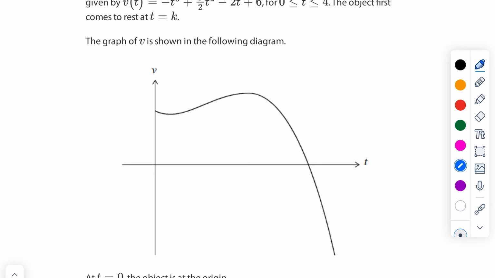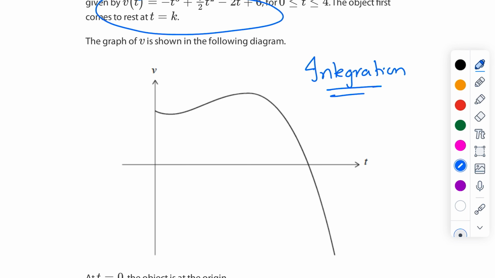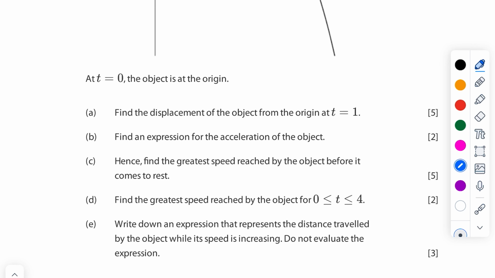Question number 25. An object moves on a straight line, velocity is given. Find the displacement of this. Basically, if you want to go from velocity to displacement, it is integration. So we shall continue this one in the next video when we do integration.